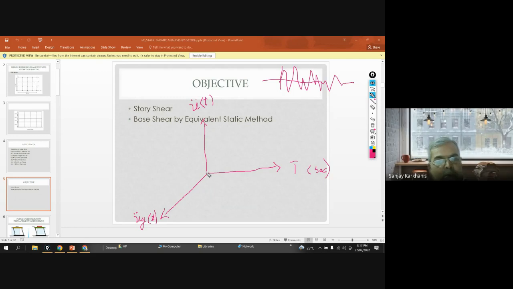Now here you will say that t equal to 0. This time period is equal to 0. Let's say here it is t equal to 1. Here it is t equal to 2. Here it is t equal to 3. And here it is t equal to 4. I'm showing you the concept.